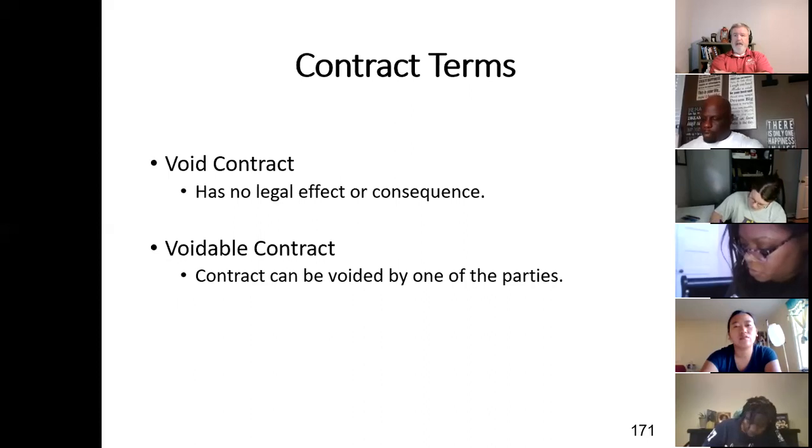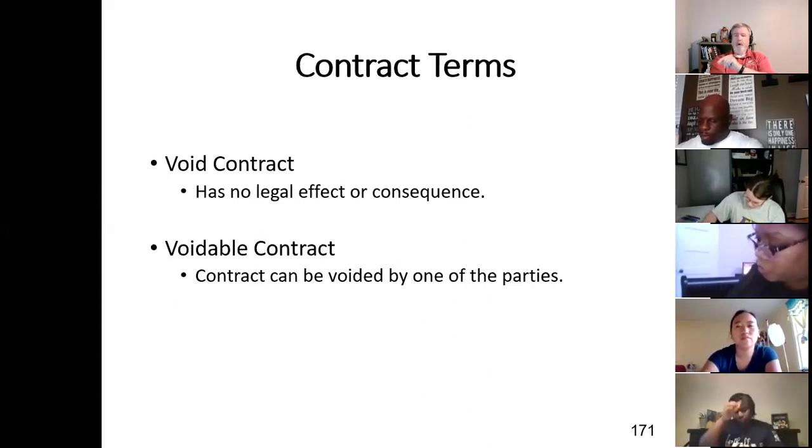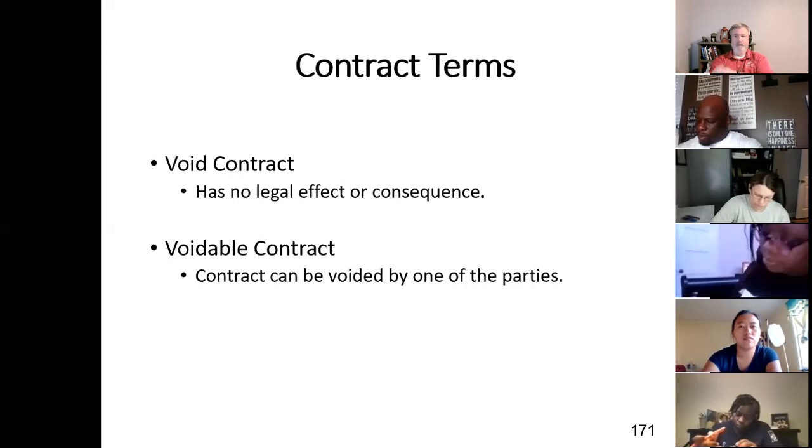But again, be careful that you don't confuse void with voidable. Two different situations here. And I will tell you, this is the one that a lot of people get in trouble with come test time. Voidable means that the contract can be voided by one of the parties. It does not mean it's void. It just means it can be voided by one of the parties.